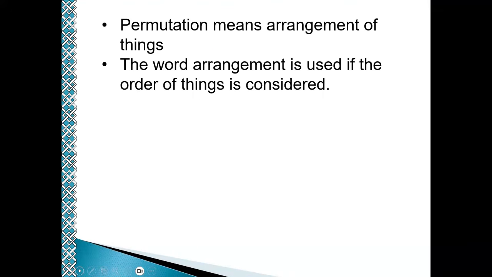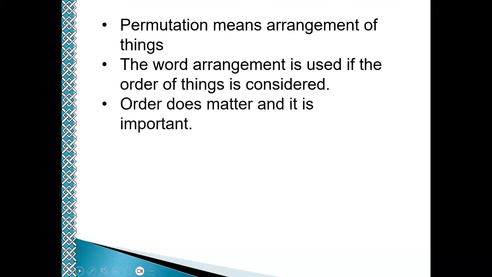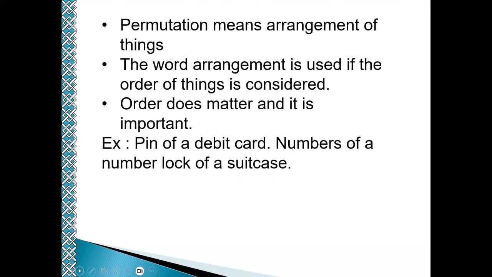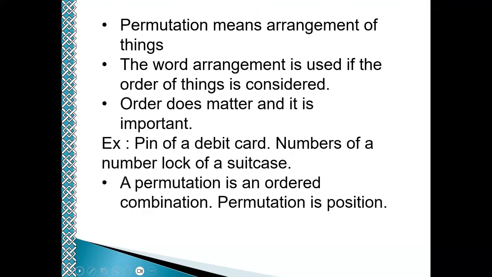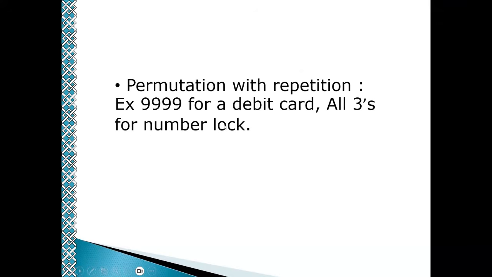Permutation means arrangement of things. The word arrangement is used. The order of the things is considered. Order does matter here. Pin of a debit card, numbers of a number lock of a suitcase. A permutation is an ordered combination, or permutation is position. Sometimes you can also remember permutation as position.